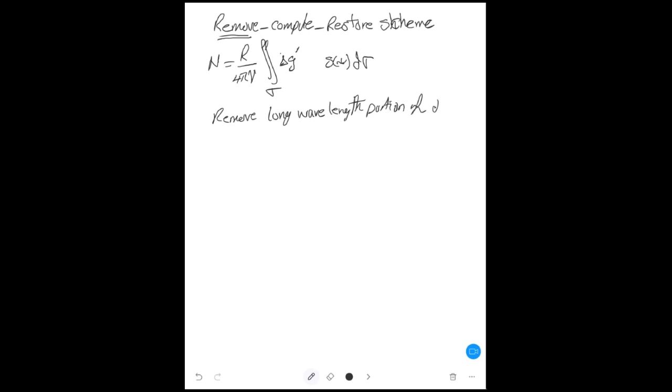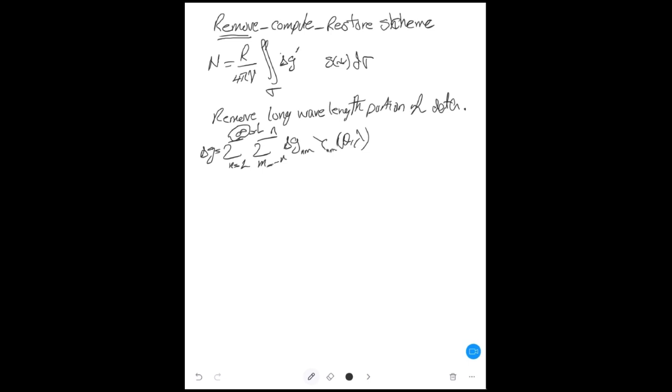Remove normally means to remove the long wavelength portion of data from gravity data. This means that we can use a gravity model to a specific degree and subtract it from the data. In that case, we remove the long wavelength portion of the data. As this is spectral, the spherical harmonic expansion, delta G to infinity is zero formally.